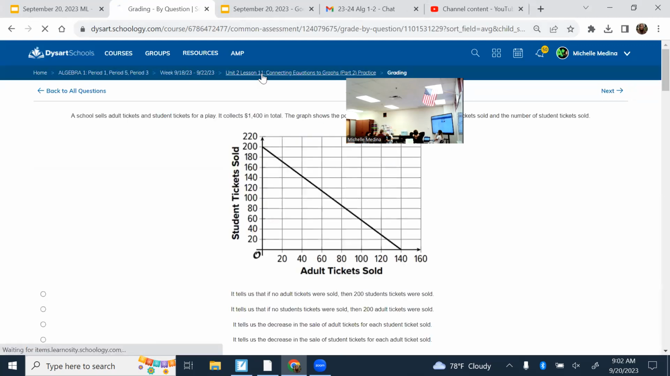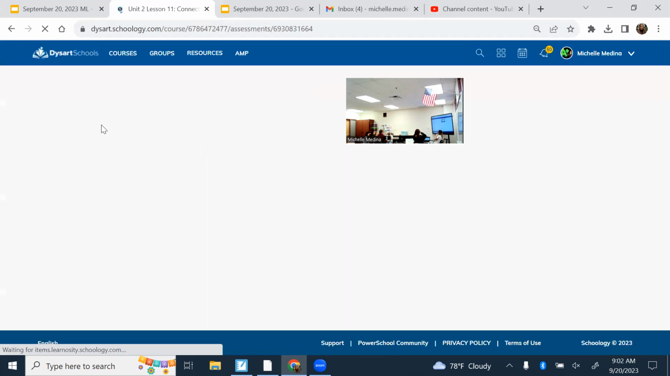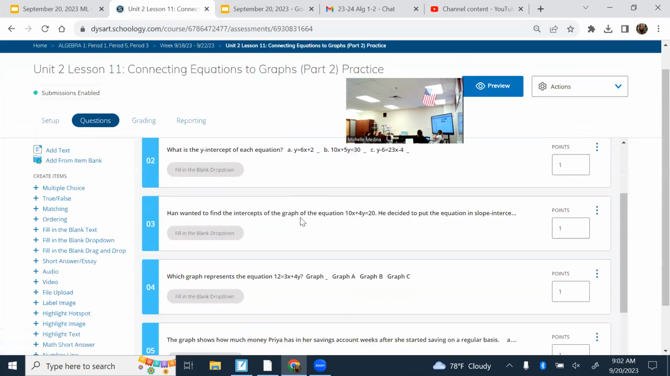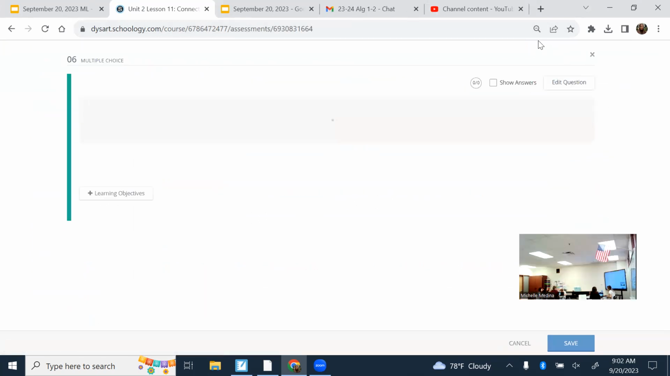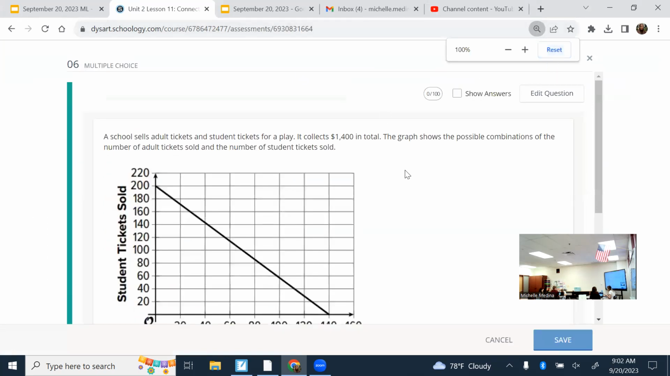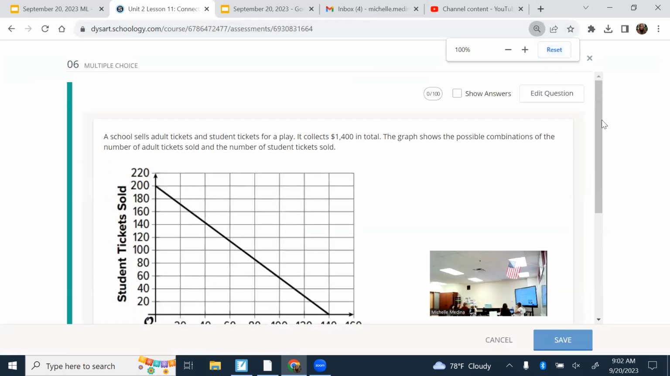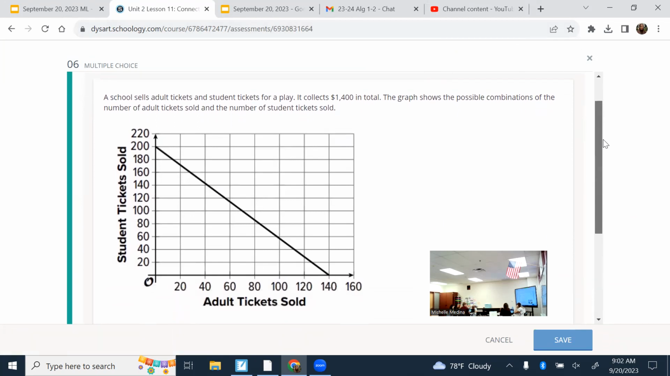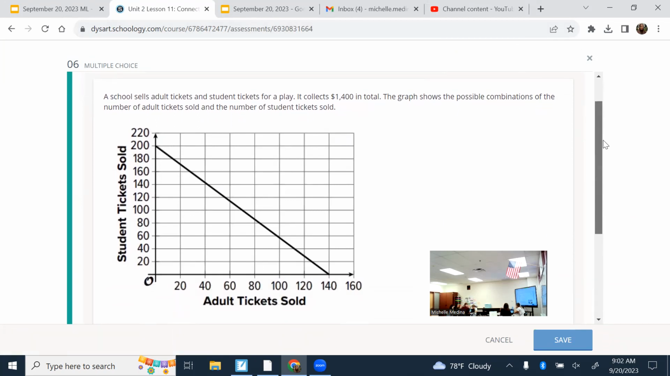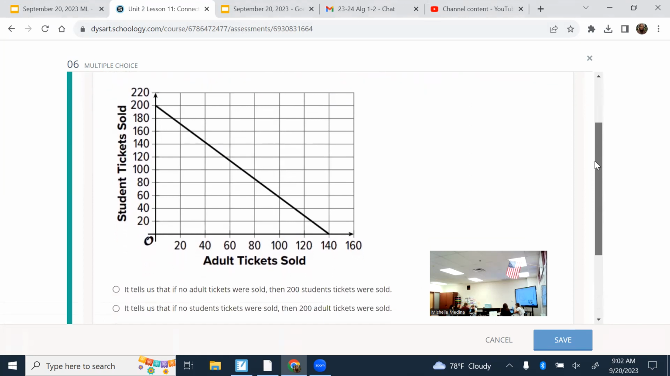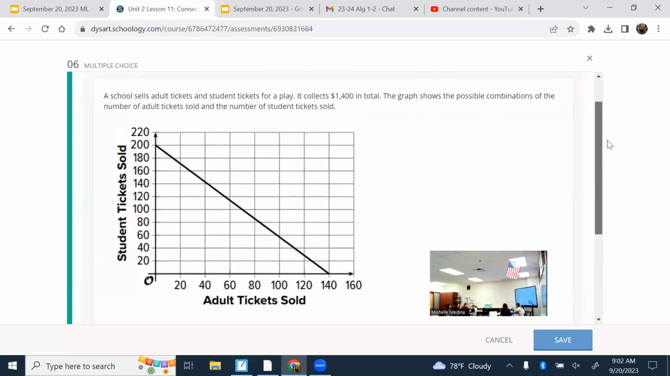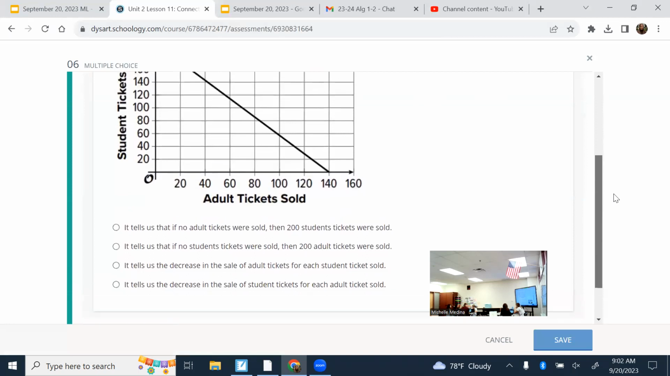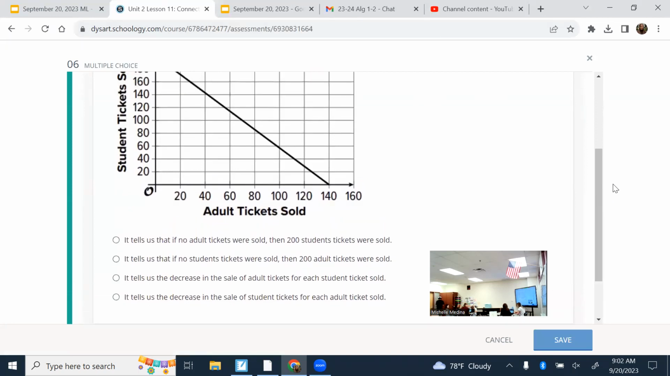Let me look at it this way, actually. Okay, so a school sells adult tickets and student tickets for a play. It collects 1,400 in total. The graph shows the possible combinations of the number of adult tickets sold and the number of student tickets sold. So it looks like we're deciding which is true. And it tells us that if no adult tickets were sold, then 200 tickets were sold.